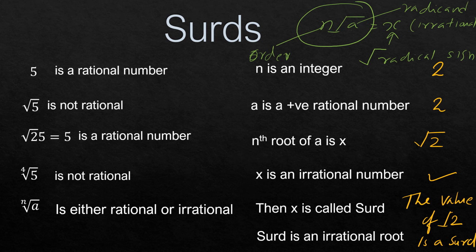So a surd is an irrational root. Root 2 is a surd, root 3 is a surd, root 5 is a surd, and all I said root because we are taking the order 2 here. Cube root of 5 is also a surd. Let us try some examples in that respect.